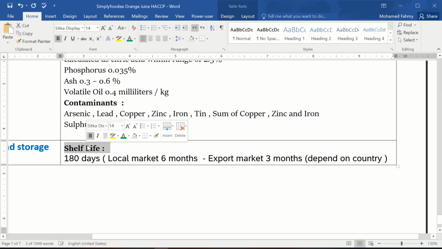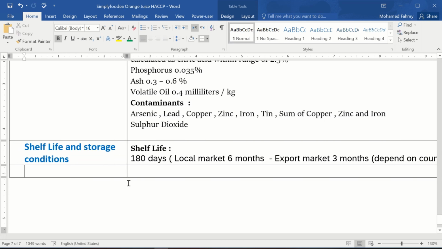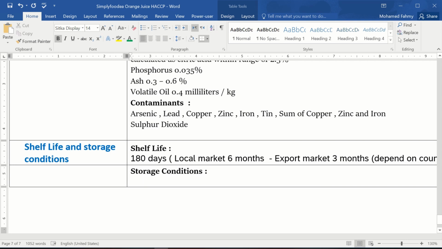You must enter the shelf life, and the storage conditions. Storage conditions are a very important topic. When there is improper storage for the product, many microorganisms can grow and multiply in your product. Maybe some physical, chemical, and biological characteristics, the nature of the product, could be changed from improper storage.